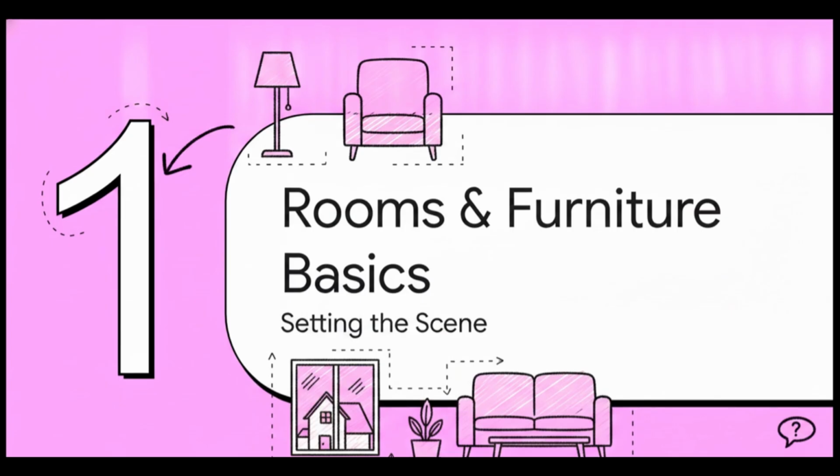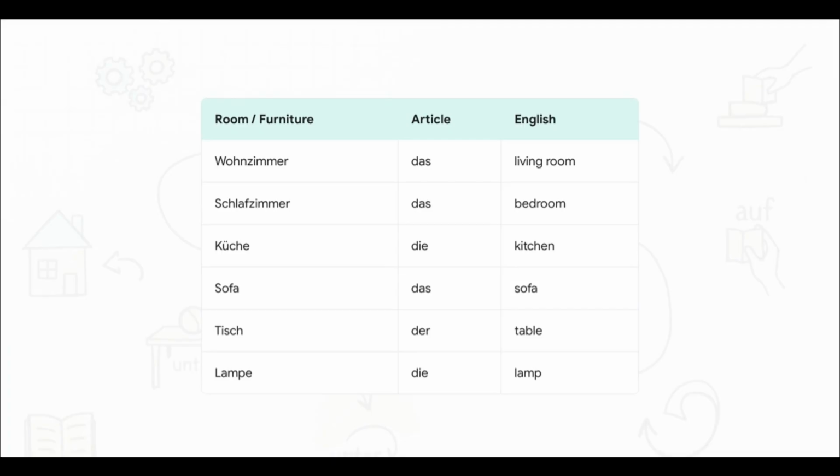Section 1. Rooms and furniture basics. Setting the scene. Okay, before we can talk about where things are going, we need to know exactly what we're working with in our new German home. So we've got some essential vocabulary here. Das Wohnzimmer for the living room, das Schlafzimmer for the bedroom, and die Küche for the kitchen. Then we have our starter furniture, das Sofa, der Tisch for the table, and die Lampe for the lamp.